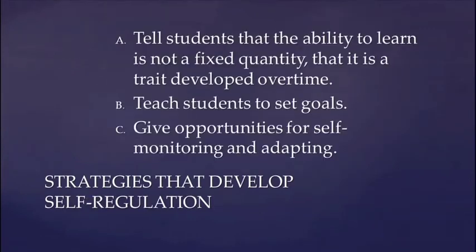Three minutes left, so I'll go faster. Next, strategies that develop self-regulation. Tell students that the ability to learn is not a fixed quantity, that it is a trait developed over time. So do not, I repeat, discriminate if they progress slowly. We have our own pace when it comes to learning. Okay? Tell them that.